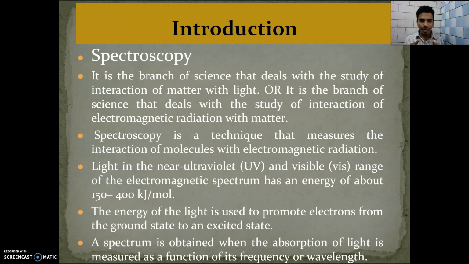There is an electromagnetic spectrum, one part of which is UV and visible radiation. It contains specific energy, that is 150 to 400 kilojoules per mole. This energy of the light is used to promote electrons from the ground state to the excited state. So we use this energy to excite the molecule. Then a spectrum is obtained when absorption of light is measured as a function of frequency and wavelength. So through that we want to know how the molecule interacts with electromagnetic radiation, absorbs the energy, and what type of changes take place in that molecule. We will see what frequency and wavelength are in this case.